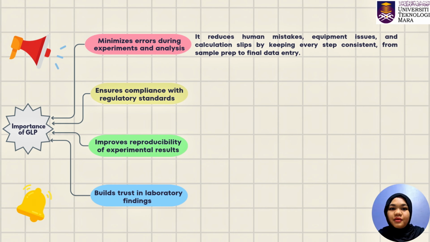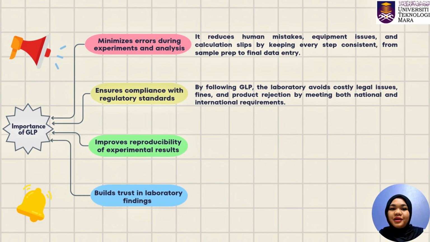First, minimize error during experiment and analysis. It reduces human mistakes, equipment issues, and calculation slips by keeping every step consistent from sample prep to the final data entry. Next, ensures compliance with regulatory standards. By following GLP, the laboratory avoids costly legal issues, fines, and product rejection by meeting both national and international requirements.